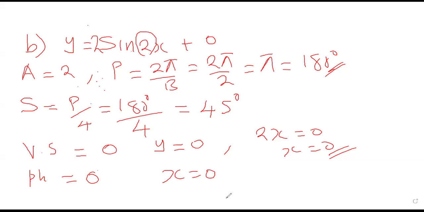You can even find your range if you want. Your range here is equal to vertical shift minus amplitude, comma, vertical shift plus amplitude. That's how you find your range. You can find it directly here or when you start sketching. Your vertical shift is 0 here and your amplitude is 2. So you're going to have negative 2, comma, 2. That is going to be your range.